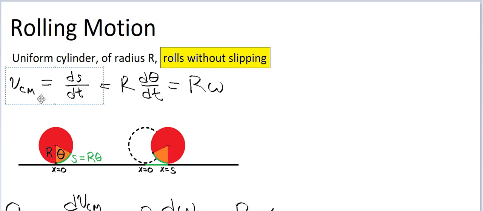And we could say that the center of mass speed is just ds dt, which will be r times d theta dt, right? Because s is r theta. So if s is r theta, ds dt is just r d theta dt because r is constant. But d theta dt, remember, is how we described the angular speed omega. And so the center of mass speed, VCM, is just equal to r times omega. So hopefully this is okay.